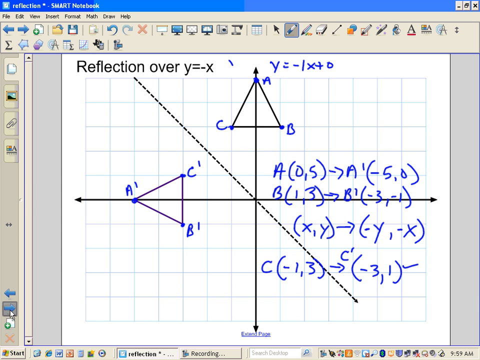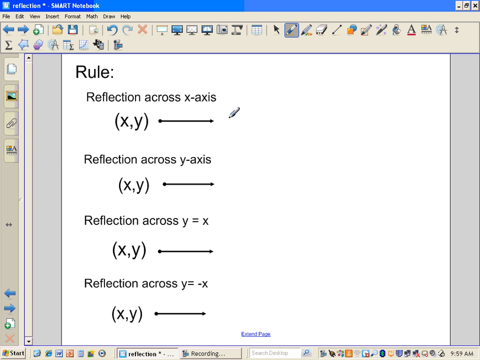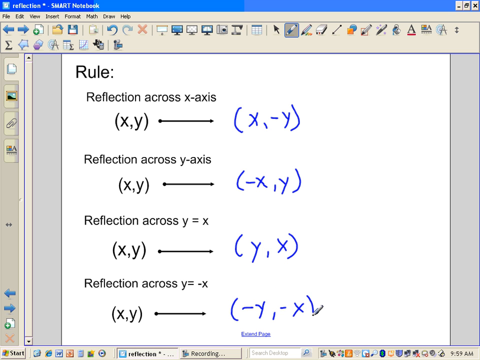Cool. So let's reiterate all the different rules, because we have 4 different rules here. If we're just crossing the x-axis, then the x stays the same, and the y becomes negative. If we're just crossing the y-axis, then the y stays the same, and the x becomes negative. Across the line y equals x, we just switch the positions of x and y. And if it's y equals negative x, we switch the positions and make them negative: negative y and negative x. Make sure you write those down.